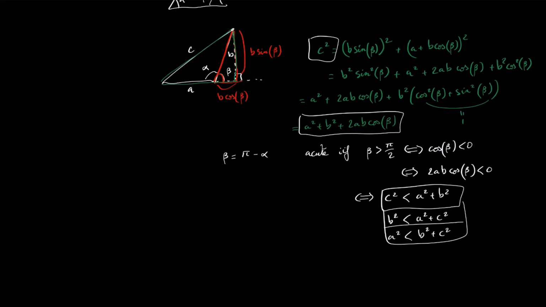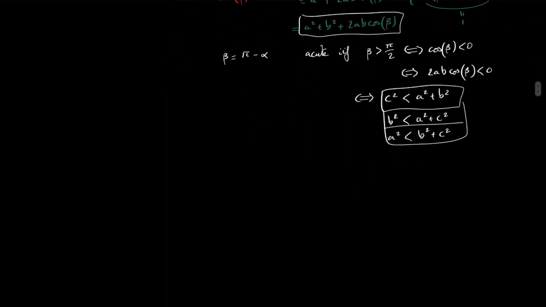So now one other intermediary result that I would like to show, and is going to be useful later on, is that C square strictly lower than A square plus B square implies that C is strictly lower than A plus B. And there is actually a quick trick to prove that.